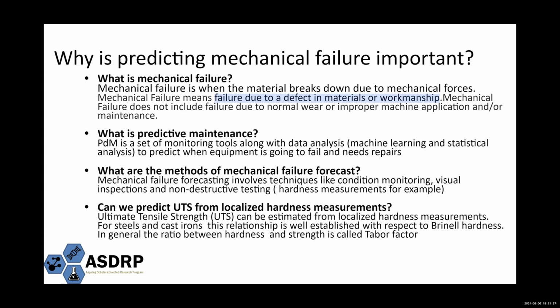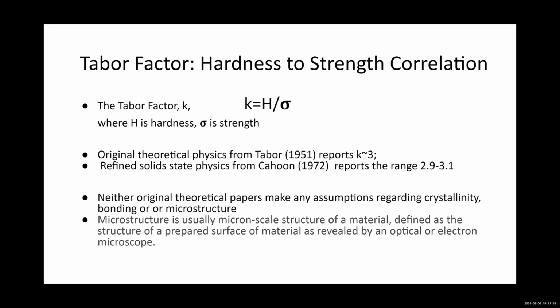So can we predict UTS from localized hardness measurements? The ultimate tensile strength can be estimated from localized hardness measurements, and for steels and cast irons, this relationship is well established with respect to Brinell hardness. In general, the ratio between hardness and strength is what is called the Tabor factor. The Tabor factor is the relationship between the hardness and strength of a material. It is hardness divided by the strength.